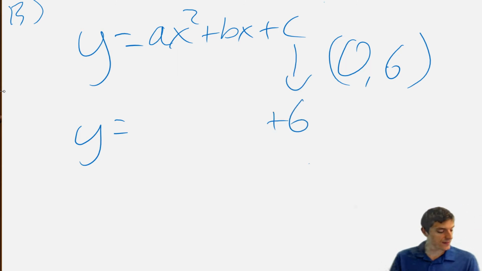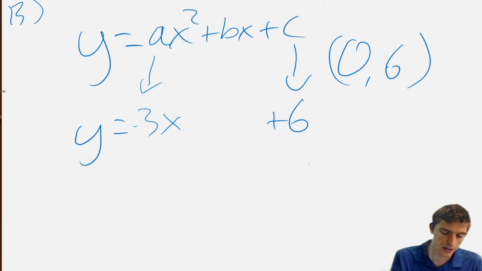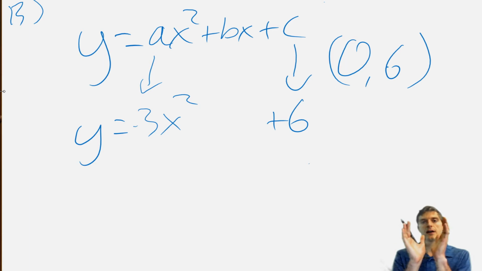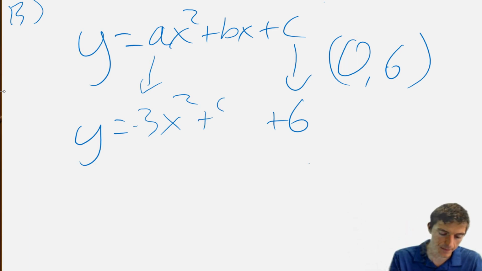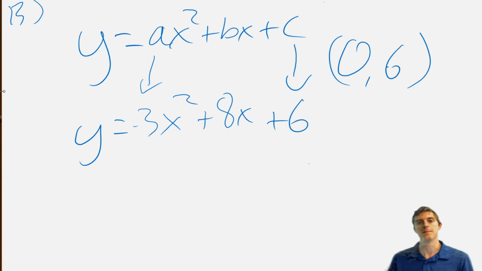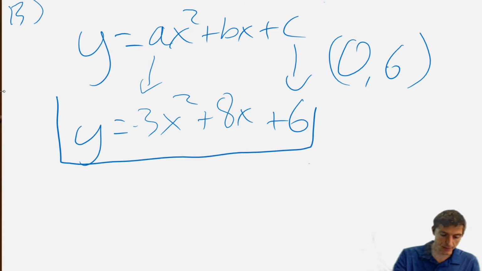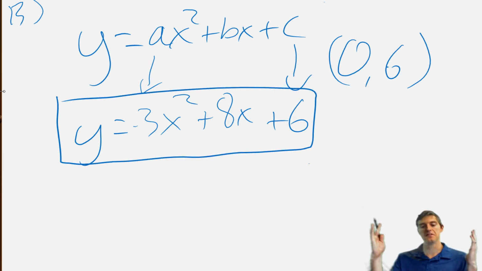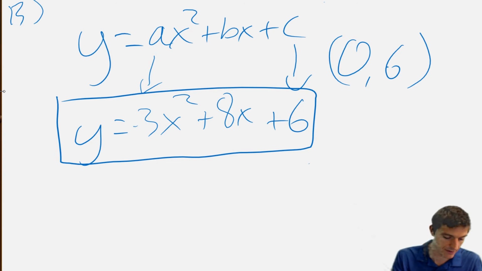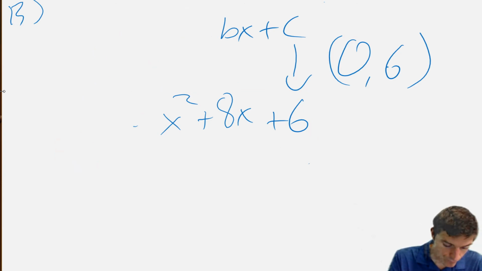The other thing that they tell us is it has to open down. Opening up or down is controlled by the a value. So I just need my a value to be negative. If I had like -3, that would work. And the b value controls where it is left and right. So I could put anything in there and it wouldn't affect it. That would just shift it one way or another. So this is actually my final solution for that. There's an infinite number of answers. You just need to have a y-intercept of 6 and a negative a value.